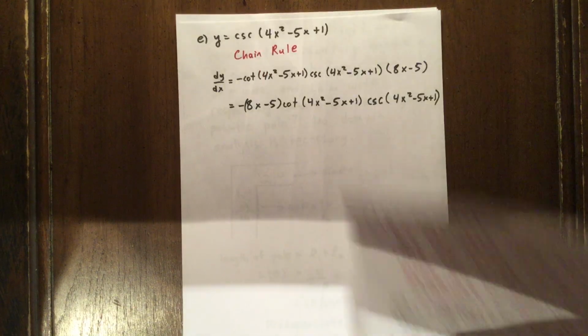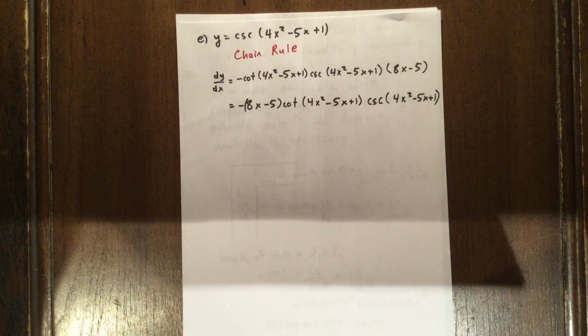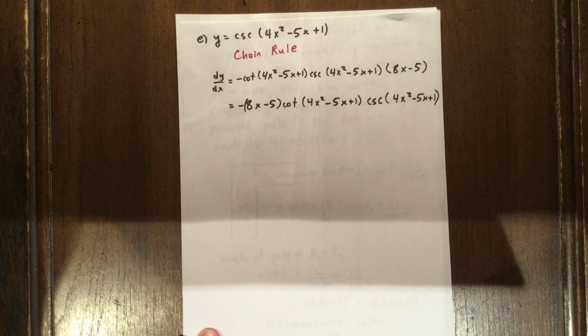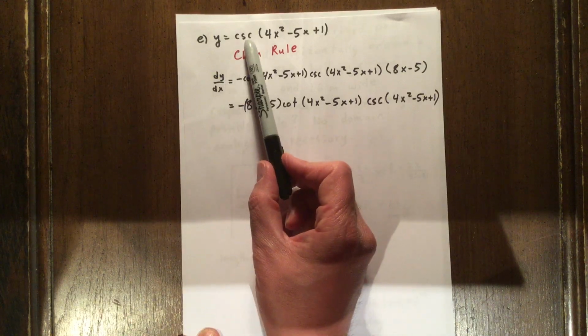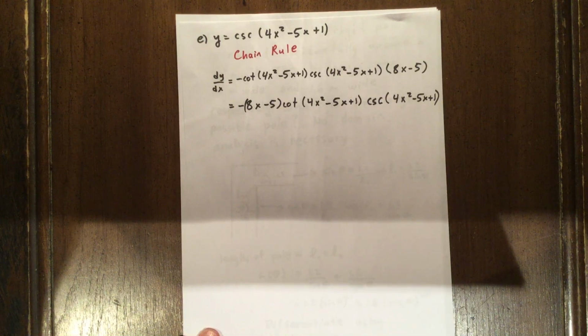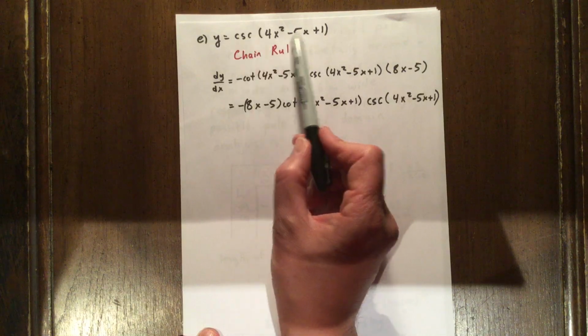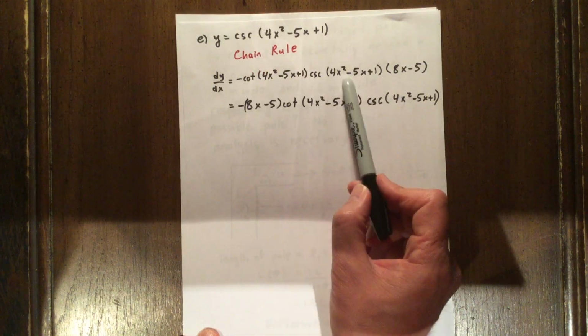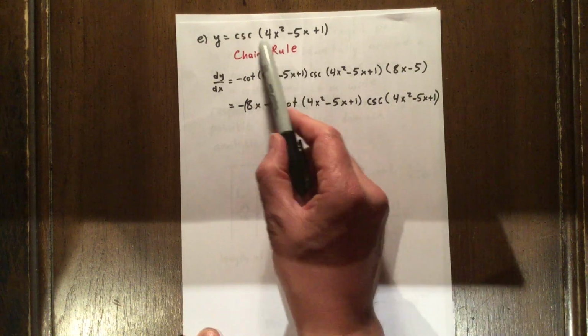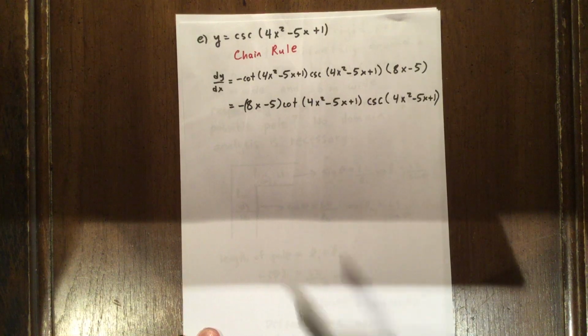And finally, last one here, we have y equals cosecant of 4x squared minus 5x plus 1. Well, we know the derivative of cosecant x is negative cotangent x cosecant x. That was one of the questions we did at the start of this lesson. So the derivative of cosecant block will be negative cotangent block cosecant block times the derivative of that block. And the derivative of the block is 8x minus 5. So the innermost angle is 4x squared minus 5x plus 1. We gave the derivative of that, and that's when we knew we were done using the chain rule.